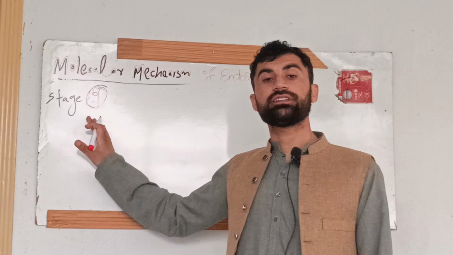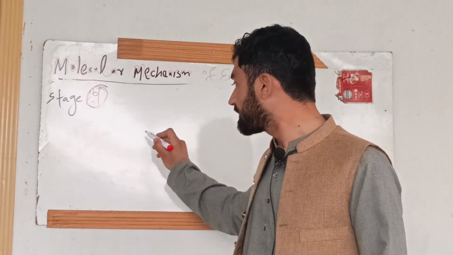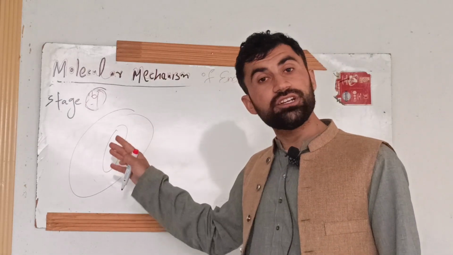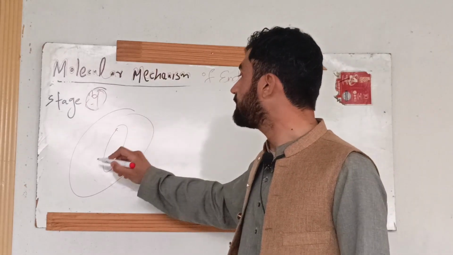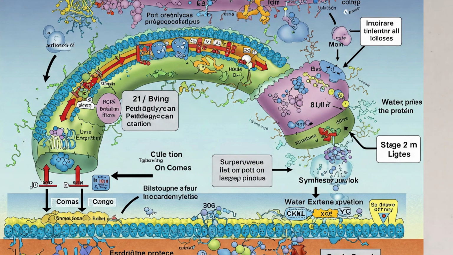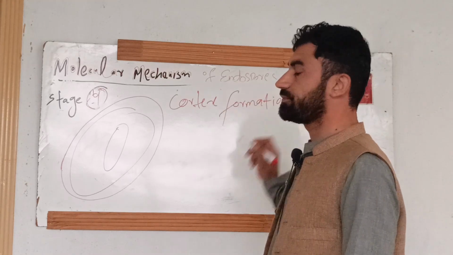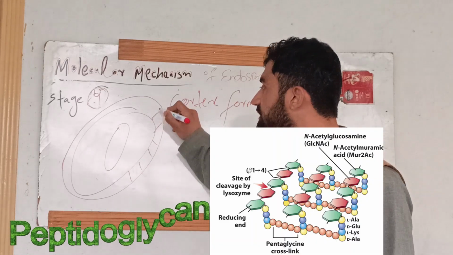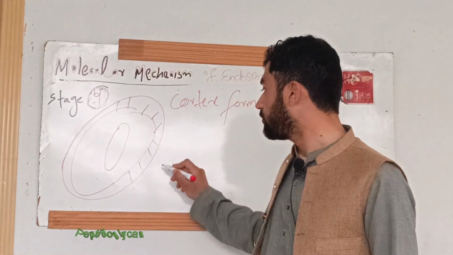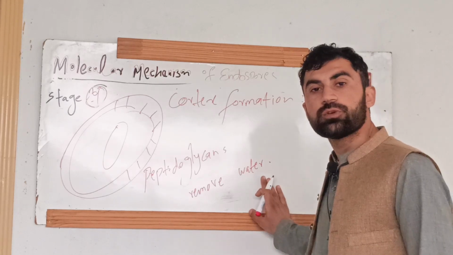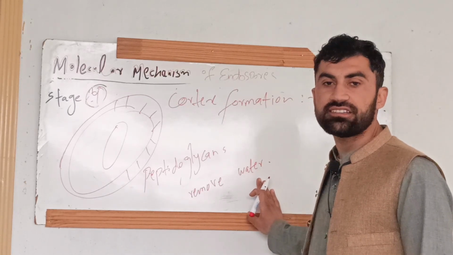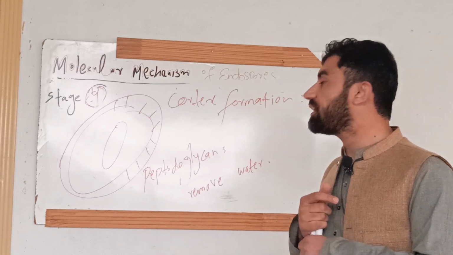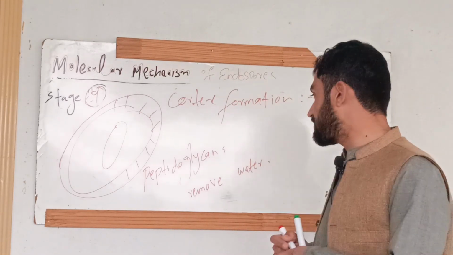In stage 4, now the spore is inside the mother cell, but it needs protection, so it forms the cortex here. So stage 4 is cortex formation. In cortex formation, the spore produces peptidoglycans with less cross-linking and also removes water to enhance its resistance against stress. The SpoVD and other genes are involved at this stage.